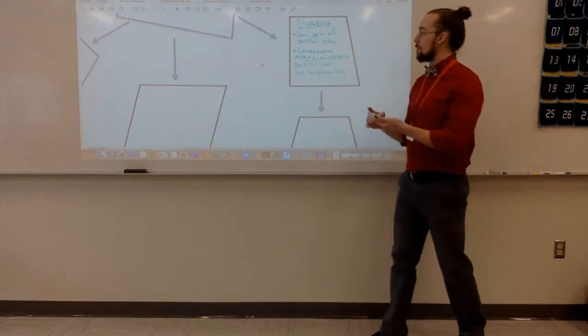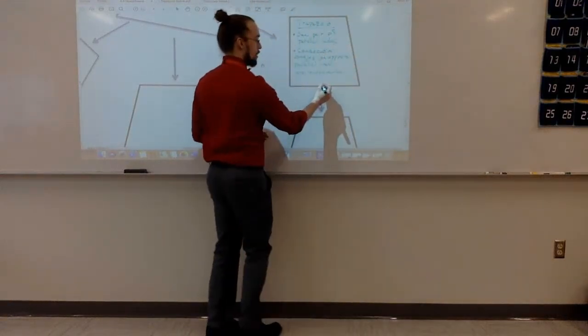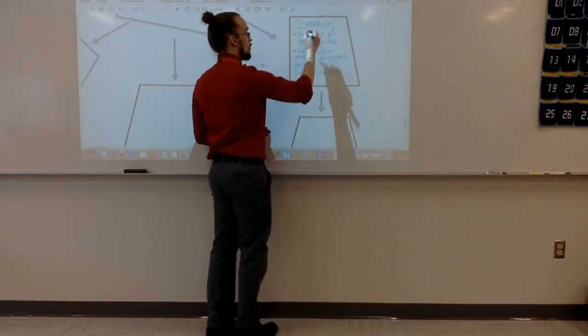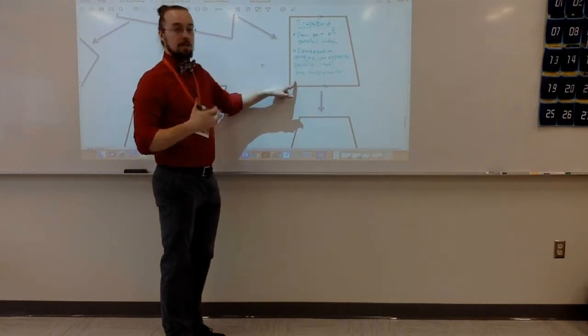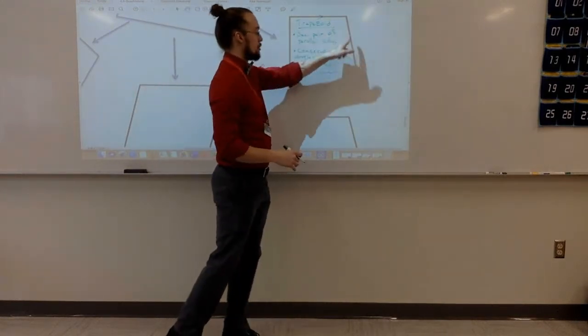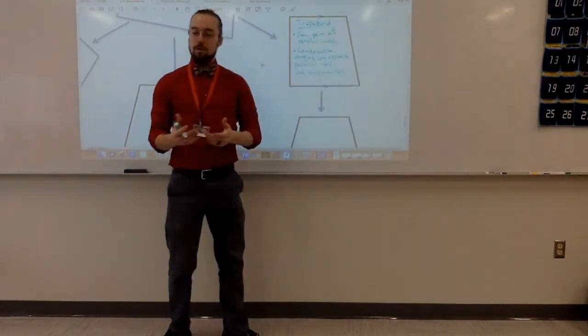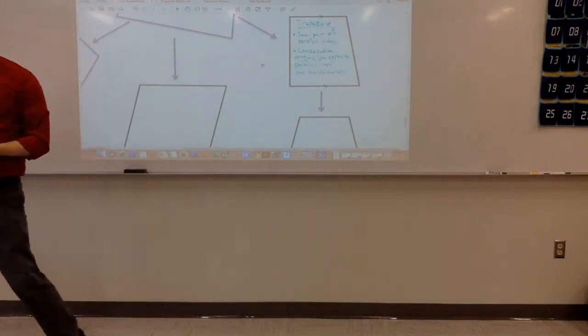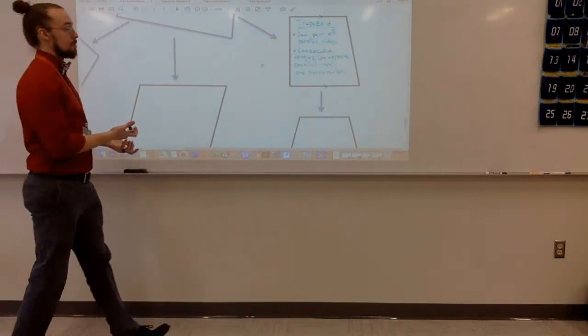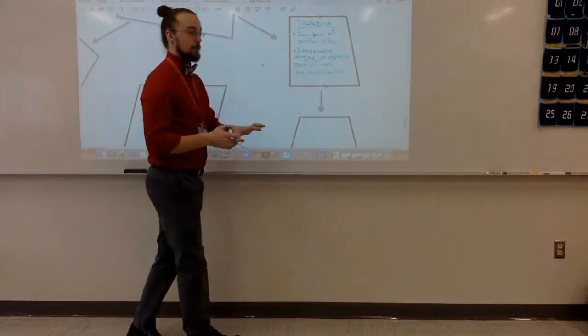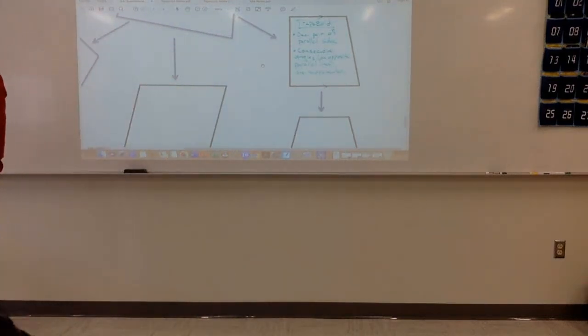For example, if I know that these two sides are parallel, that means these two angles would add to 180. And then separately, these two angles would add to 180. That's what that property meant. Then we talked about an isosceles trapezoid. I'll give you a second to write that one down for a trapezoid here.